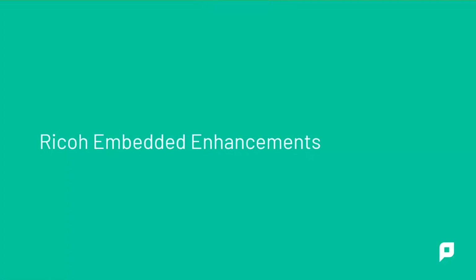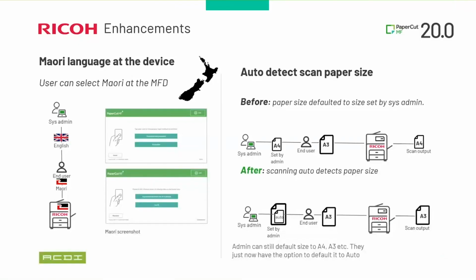A couple of things to note with Ricoh devices. Ricoh previously has had language selection, and the list has now been expanded. Also, Ricoh devices can now auto-detect scan paper sizes. And these PaperCut enhancements have been certified by RDP, that's Ricoh Development Program, done here at Ricoh USA, right here in the States.